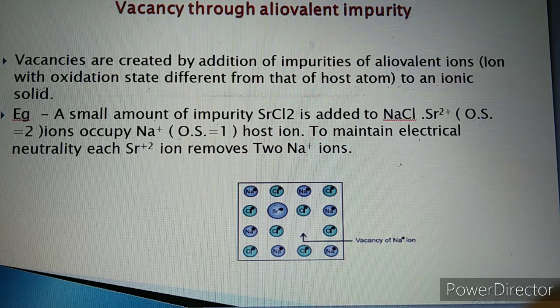So when Sr+2 occupies the Na+ site of the host, then to maintain electrical neutrality, each Sr+2 ion removes 2 Na+ ions, because the oxidation state of strontium is +2 and Na is +1. So every strontium +2 ion will remove 2 Na+ ions. So 2 vacancies will be created because of each Sr+2 ion. This defect is called a vacancy through allovalent impurity.